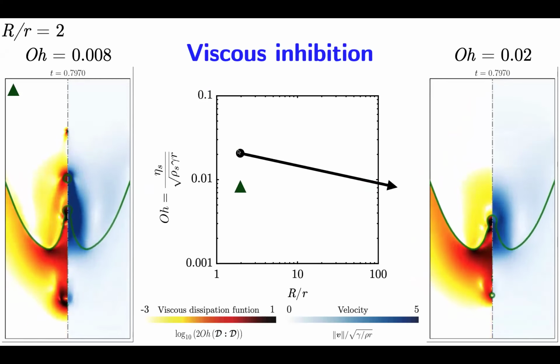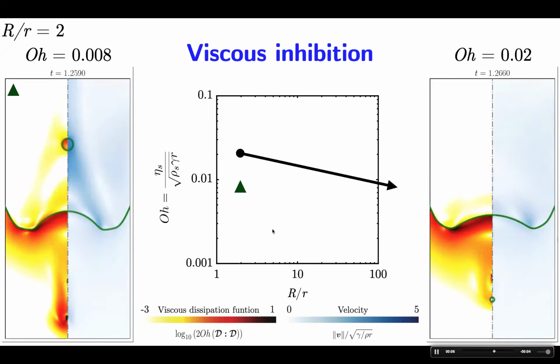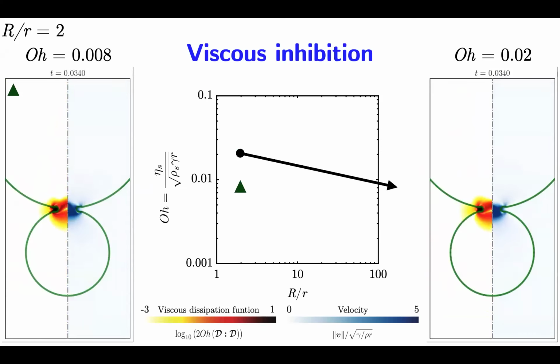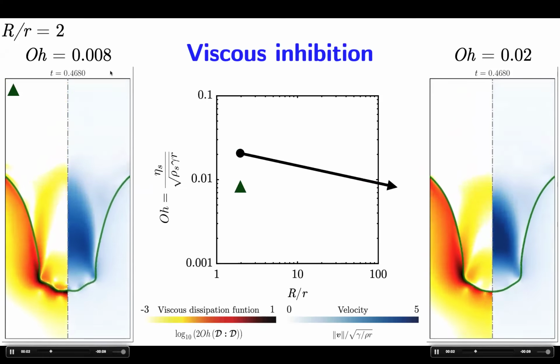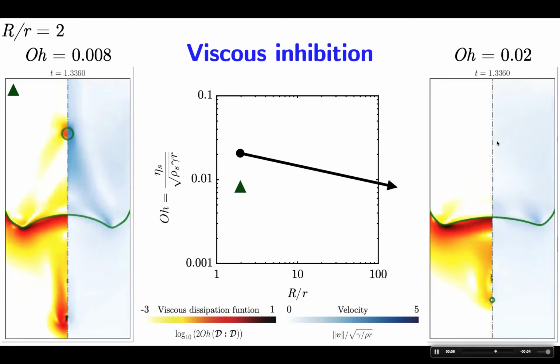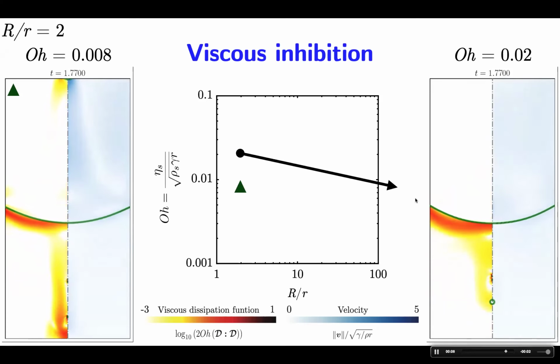So it's over here in the parameter space, and you can see that for the case on the right, there are no droplets. So in fact, the viscous dissipation inhibits the formation of this jet and the formation of droplets, as you can see very nicely over here.